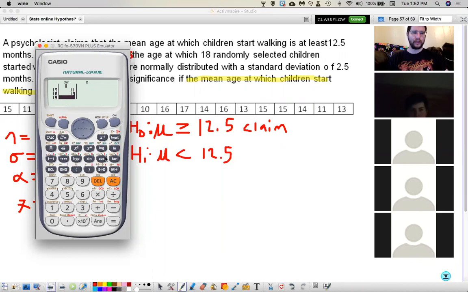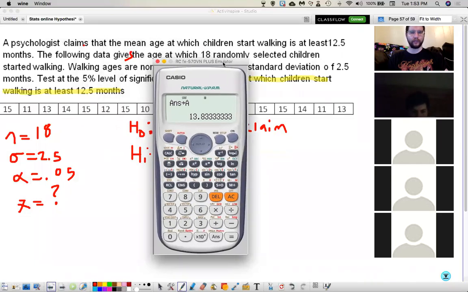After you type all that in, hit the AC button. If you notice right here, we're in stat mode. We're not in mode 1, we're in stat mode. So we can do statistics down here: shift stat. What we need is variable, number 4. X bar is what we need, number 2. That's 13.83 repeating. I'm just going to save that for later. Shift store, how about A? In case I need it there as A.